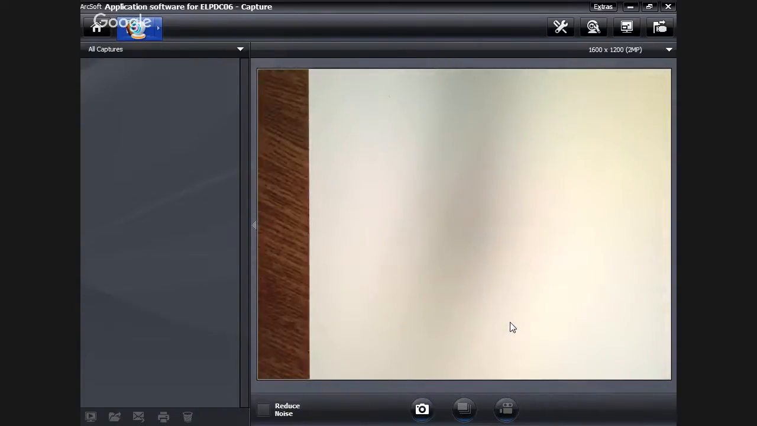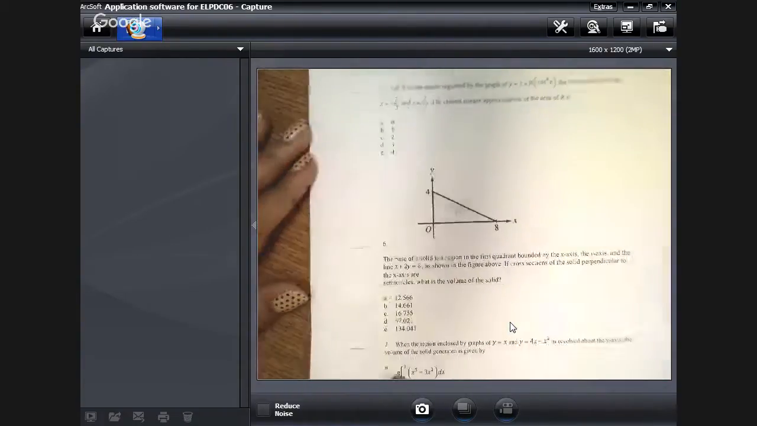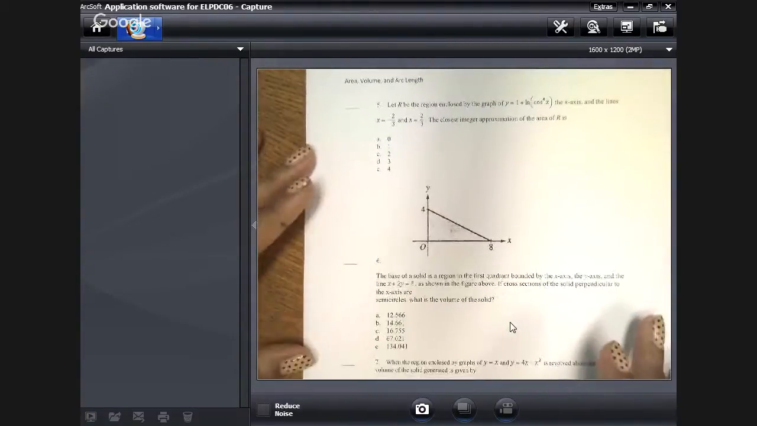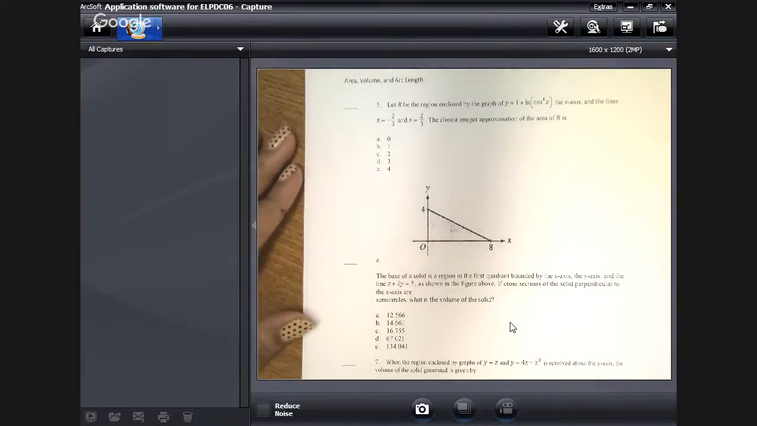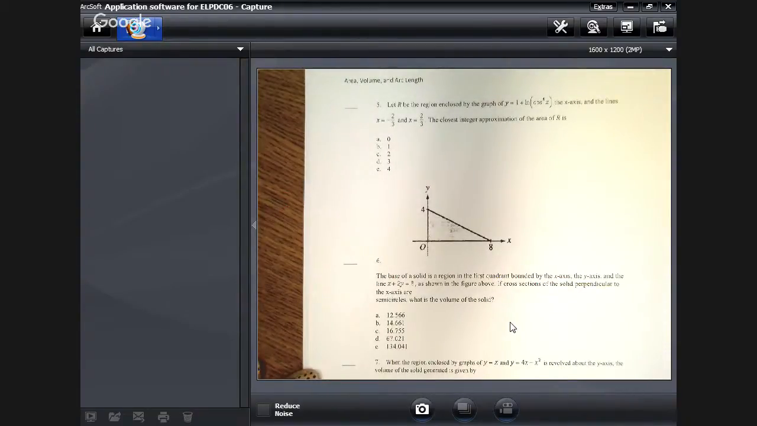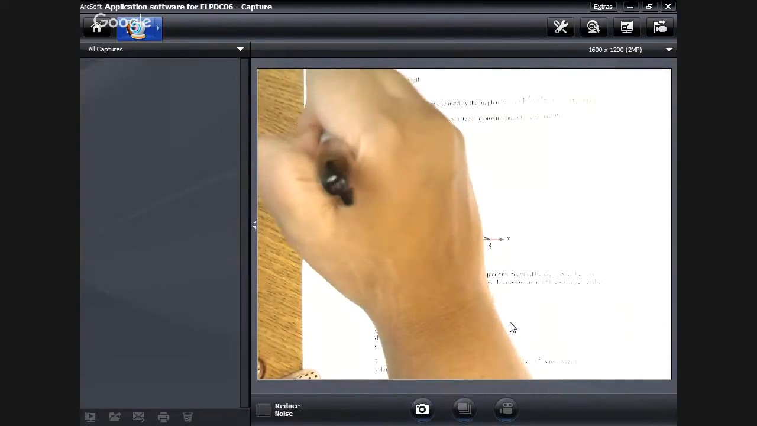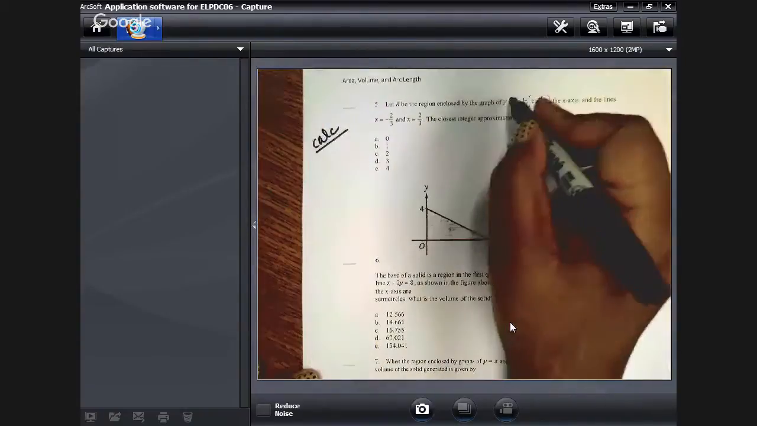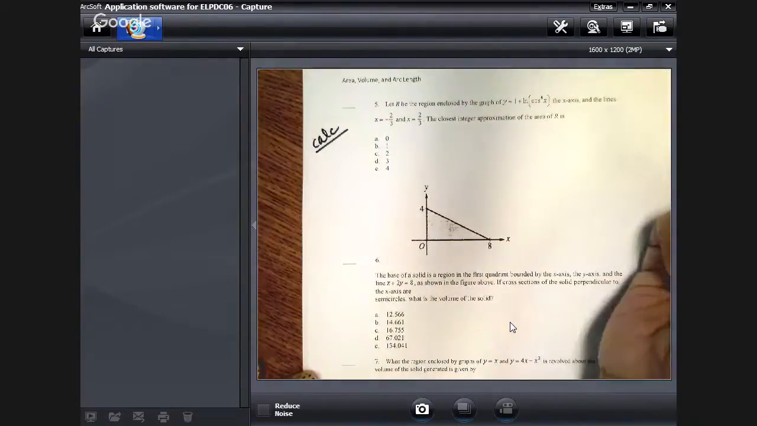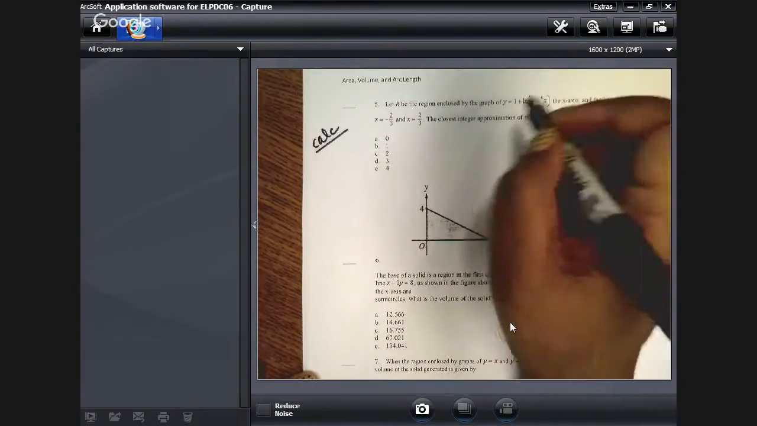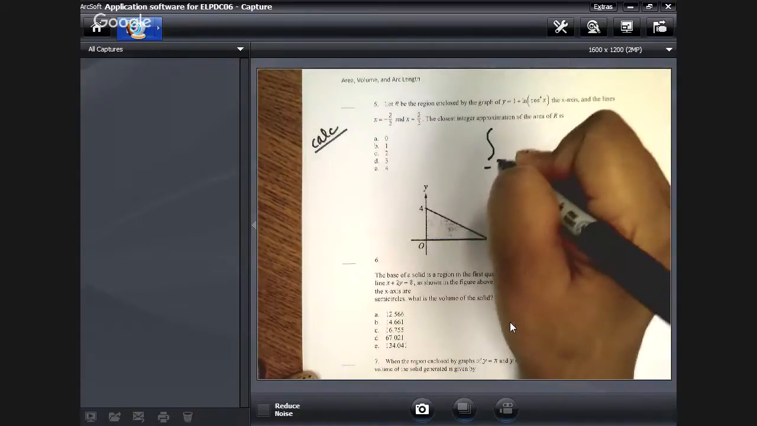give me a second. R is the region enclosed by the graph of 1 plus ln cosine to the 4th of x, the x-axis, and the lines x equals negative 2/3, x equals positive 2/3. The closest integer approximation of the area. This will also be a calculator active question, not because you need it to set up, but you probably need it to evaluate the integral. I don't really know what this graph looks like, but I know that the integral is going to look like this.